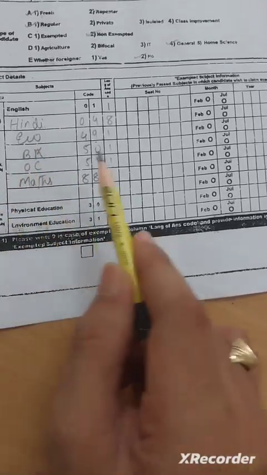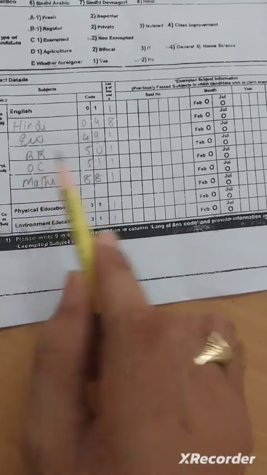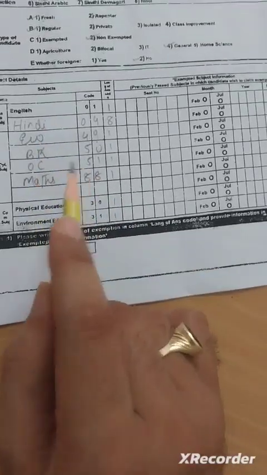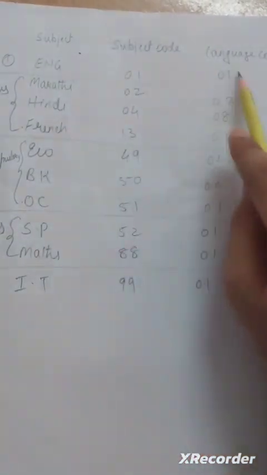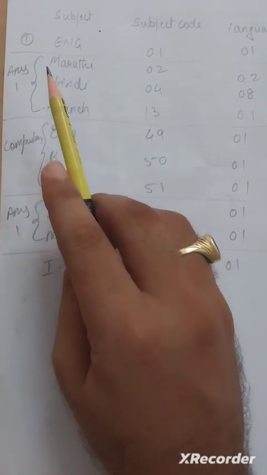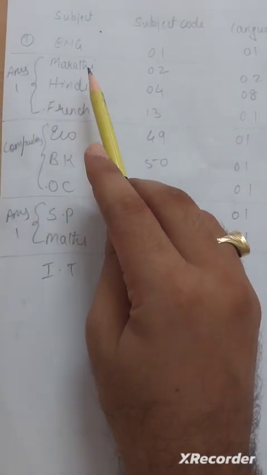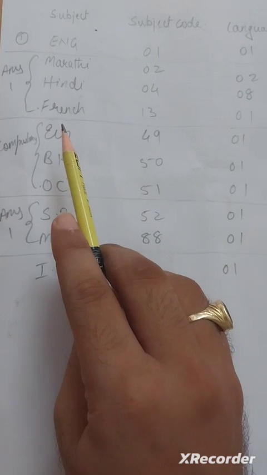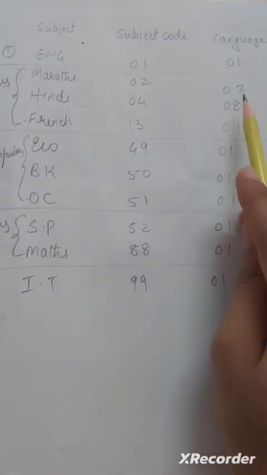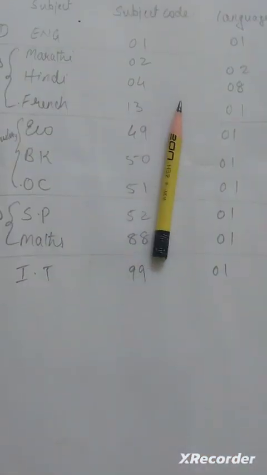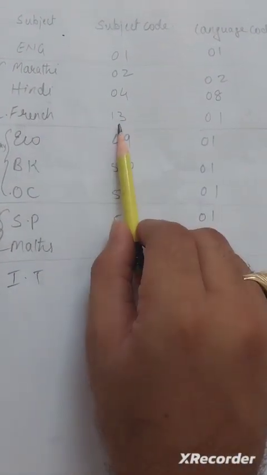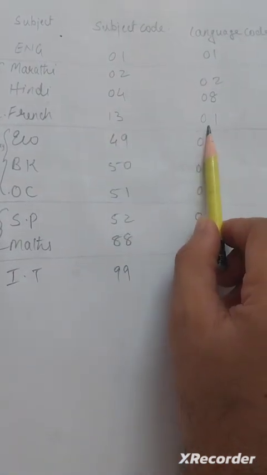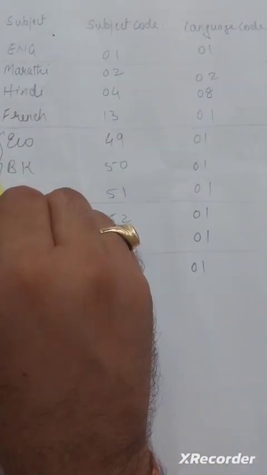The different subject combinations, I would share the list and explain how to write it down, but for the time being you can just have a look at this. For example, the language of answer is English. The first subject is compulsory for all the students. Then in the second language you can select Marathi, Hindi or French. The Marathi code is 2, the language of answer is 2. Hindi, the subject code is 4, the language of answer is 8. French, the subject code is 13, the language of answer is 1. From this you have to select any one.